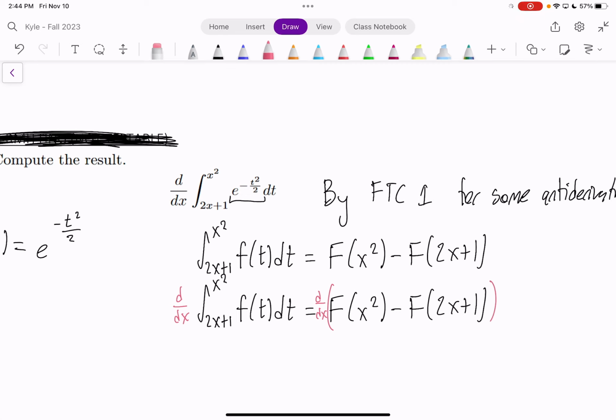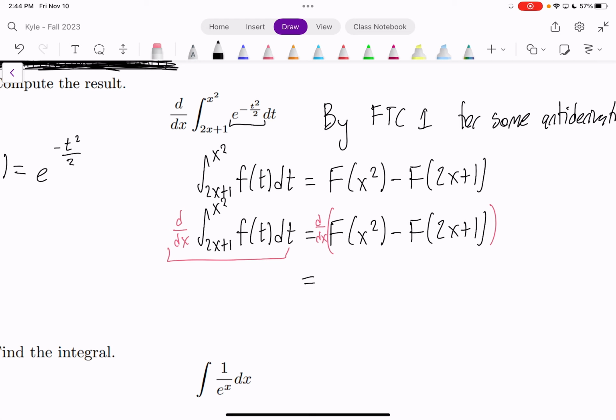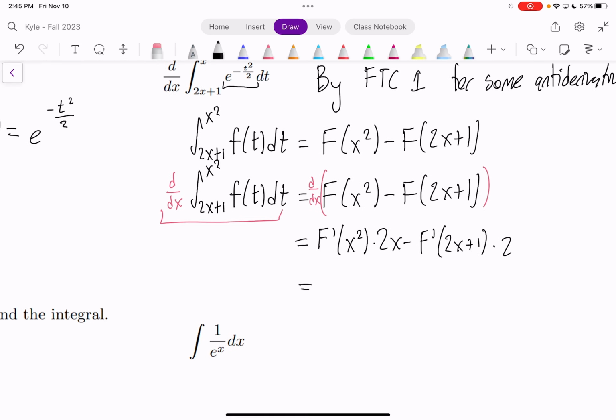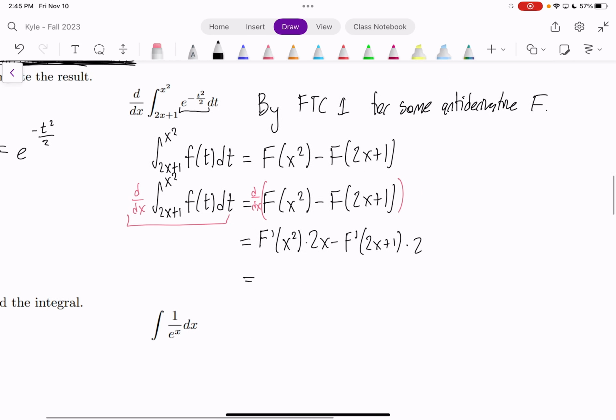So our derivative of this, we'll take the derivative term by term, and let's remember some of our rules from a couple weeks ago. This is going to be F prime of x squared times, shout it out, 2x, minus F prime of 2x plus 1 times 2. Now we know that since F is an antiderivative of f, by our fundamental theorem, F prime is equal to small f. So this is the same as small f of x squared times 2x minus small f of 2x plus 1 times 2.